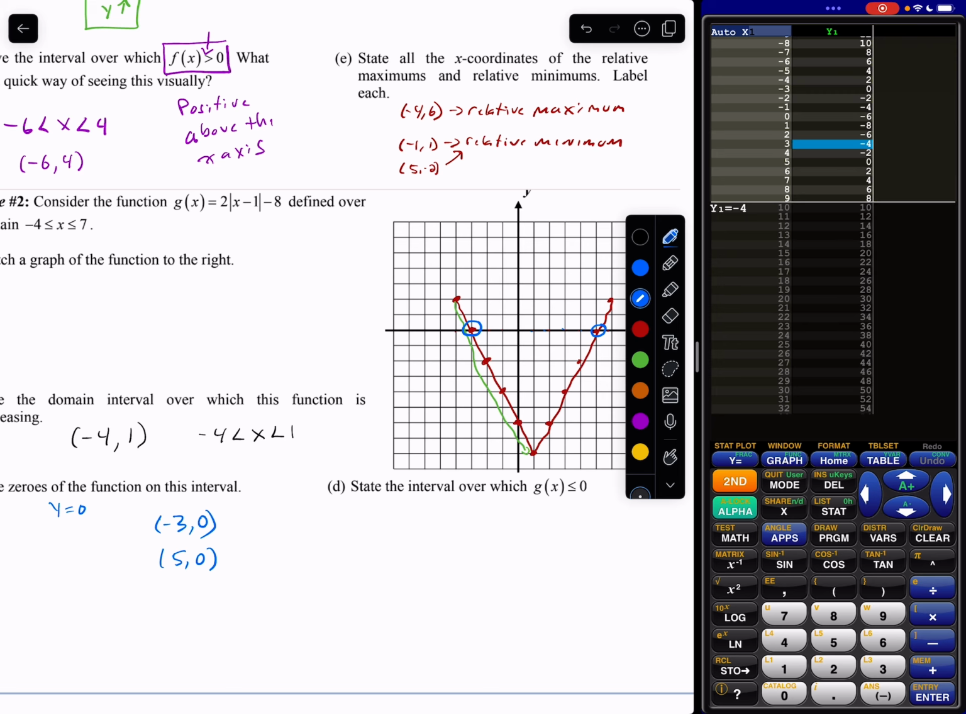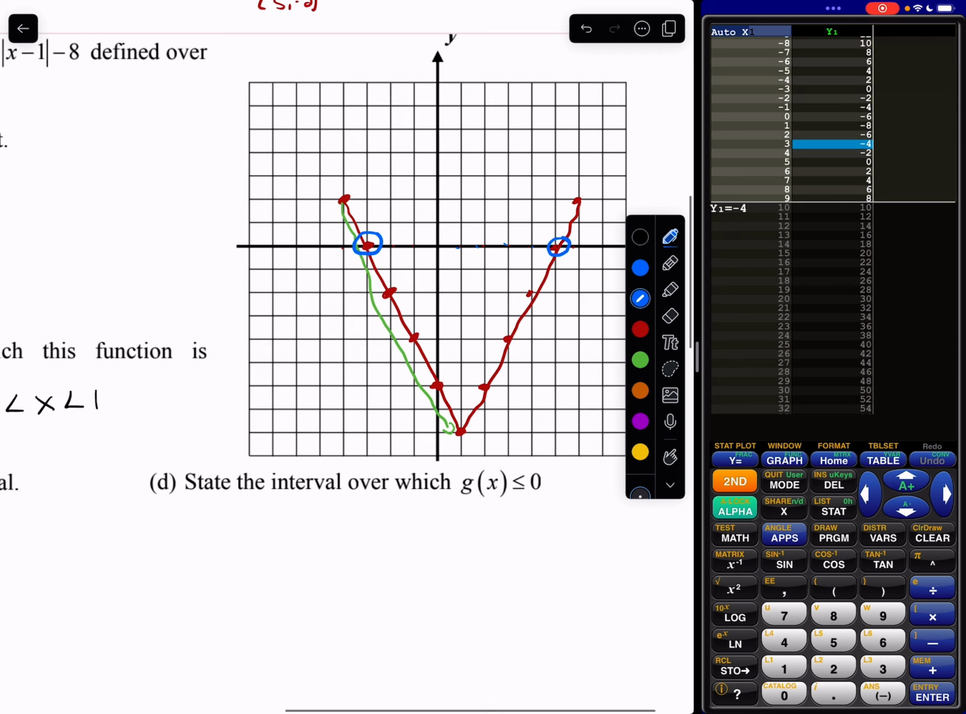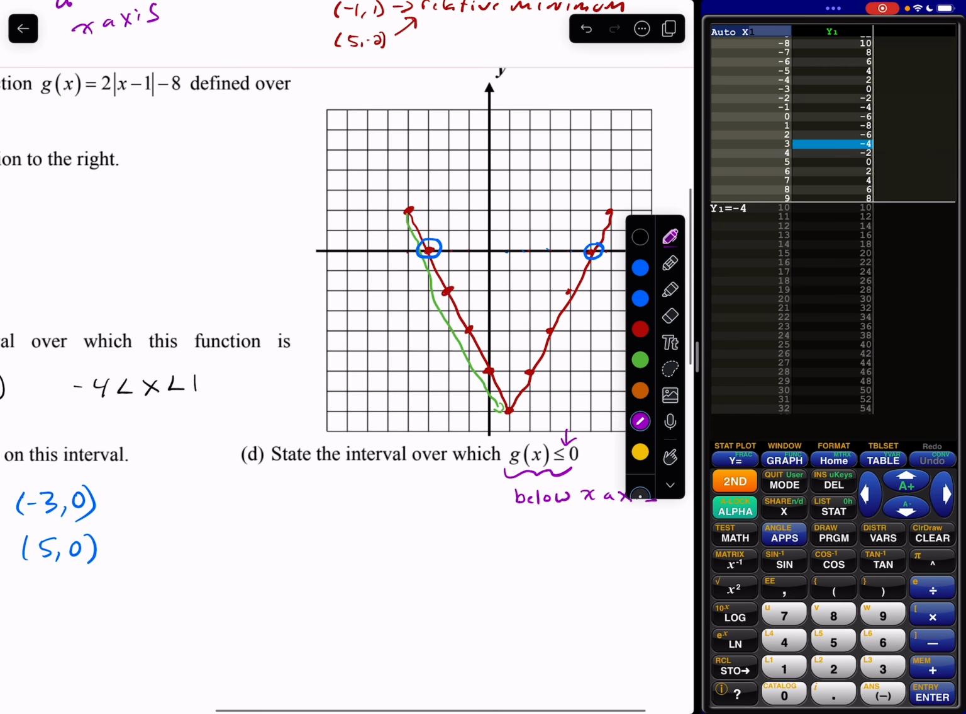Okay. Last but not least is state the interval where g of x is less than or equal to 0. Okay, so now we're looking for where it is below the x-axis. And notice how this time we have less than or equal to 0. So we know that the zeros are negative 3 and 5, so we would say negative 3 is less than or equal to x, which is less than or equal to positive 5. Using interval notation, we would say negative 3, comma, positive 5, and then staple it off, okay?